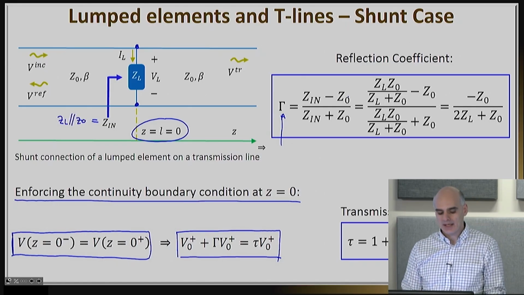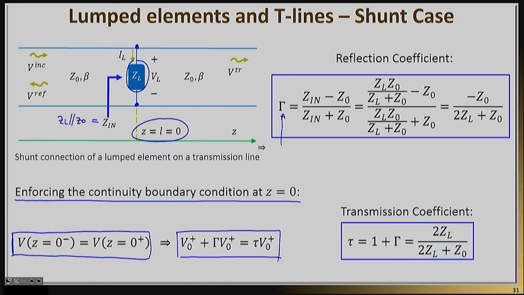And why that's the case, ZL is the impedance of the load, and Z naught is the impedance that you will see in this semi-infinite transmission line. So Z in is equal to ZL in parallel with Z naught, so I plug it in here, as you will clearly see from this equation, and now the reflection coefficient gamma is going to be equal to negative Z naught over 2ZL plus Z naught.